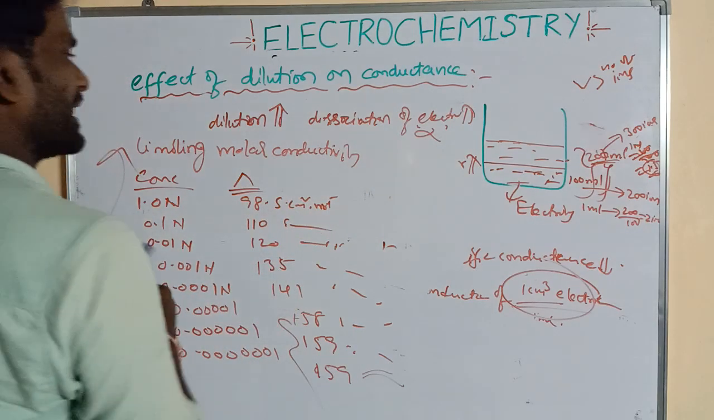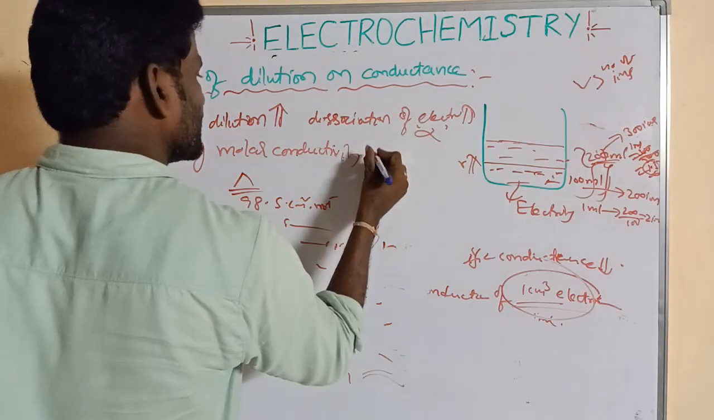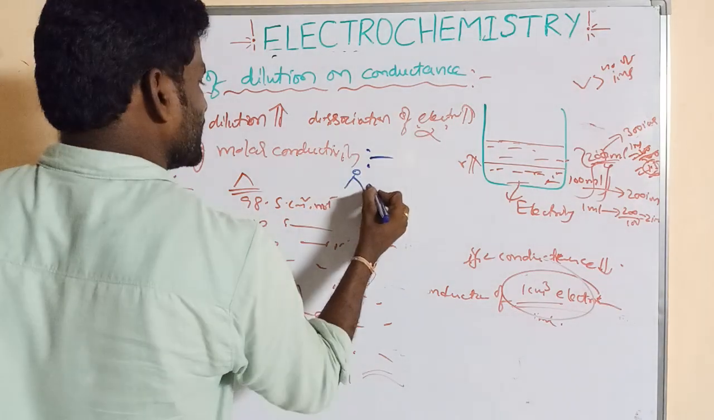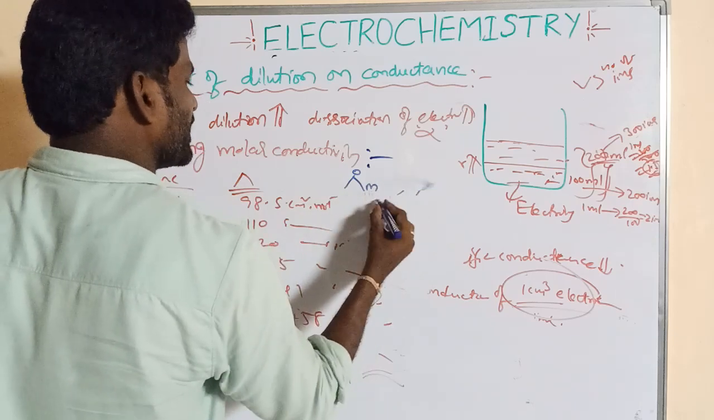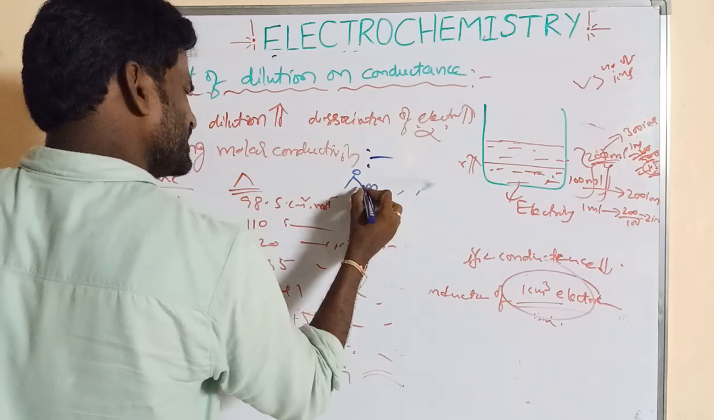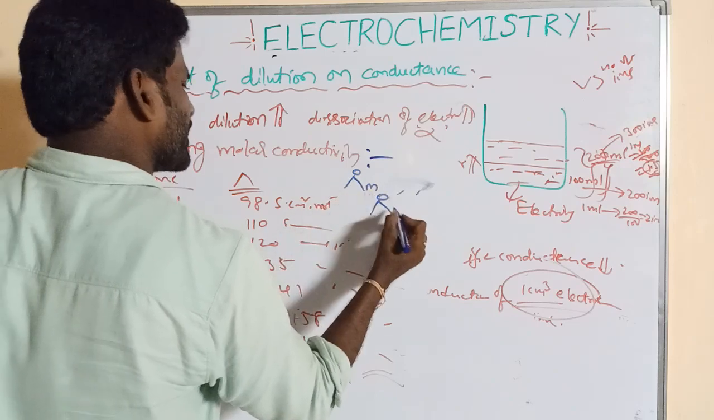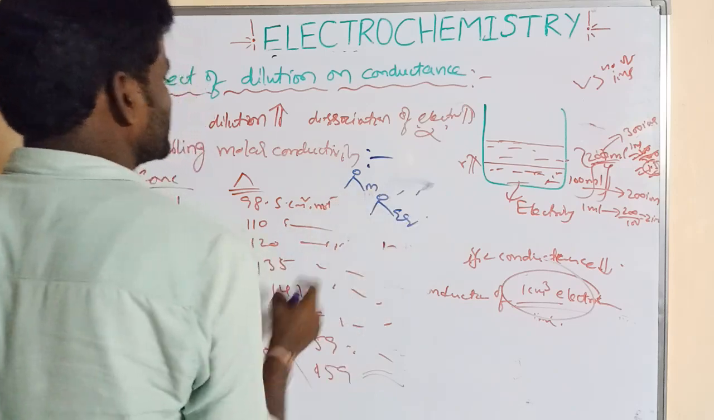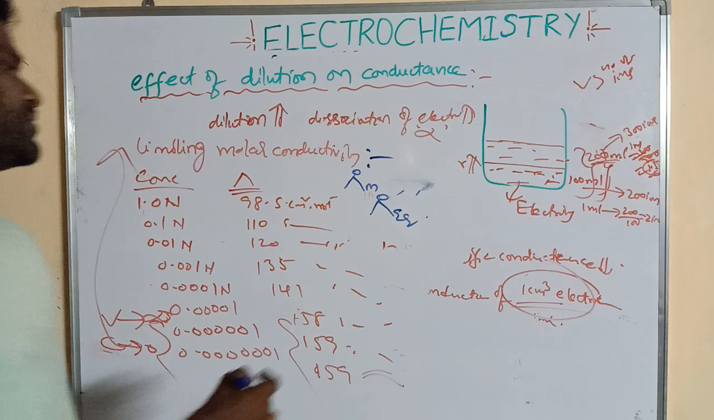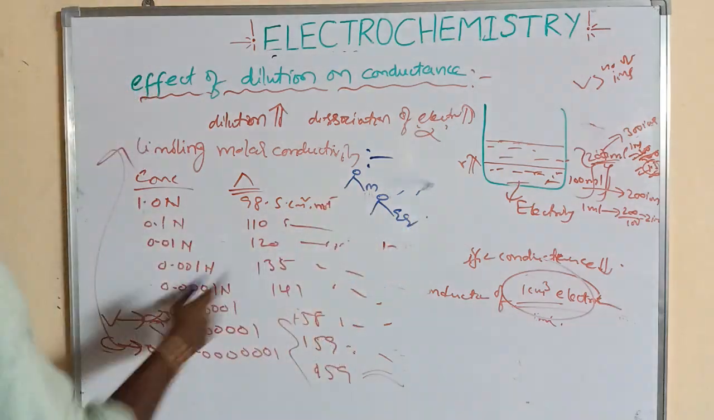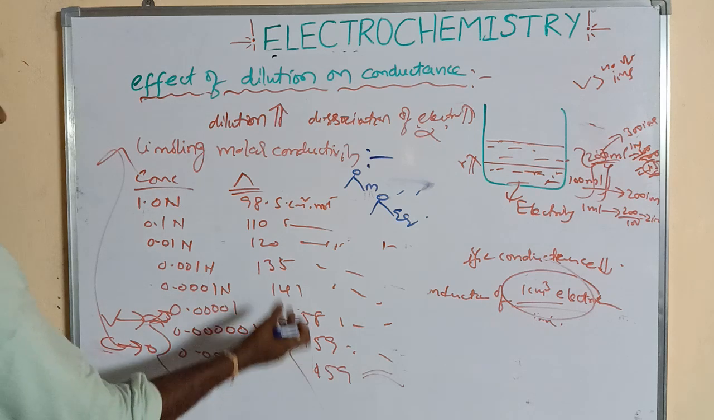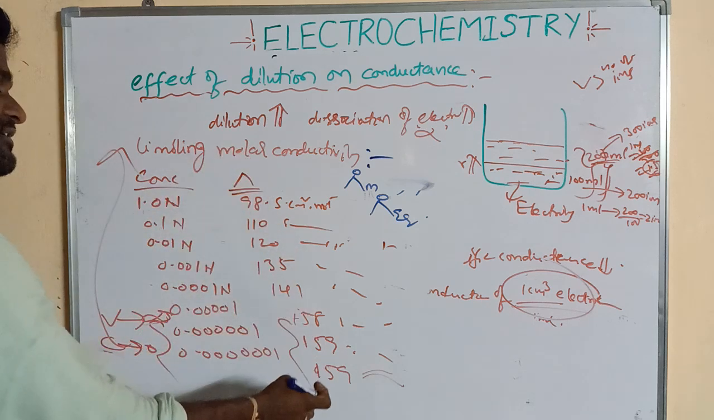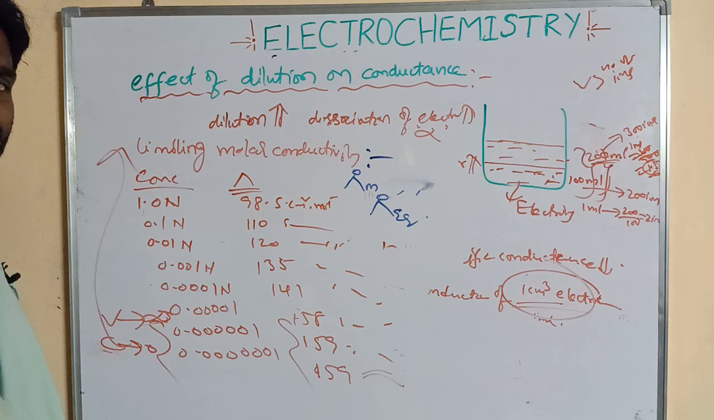Limiting molar conductivity is represented by lambda naught m, or limiting equivalent conductivity is represented by lambda naught. The zero here means the concentration reaches 0, and beyond that the equivalent conductance or molar conductance cannot increase.